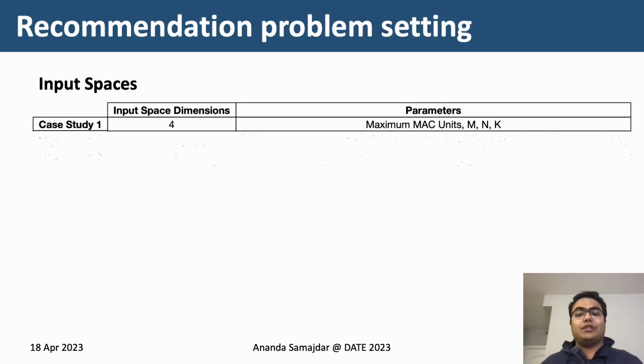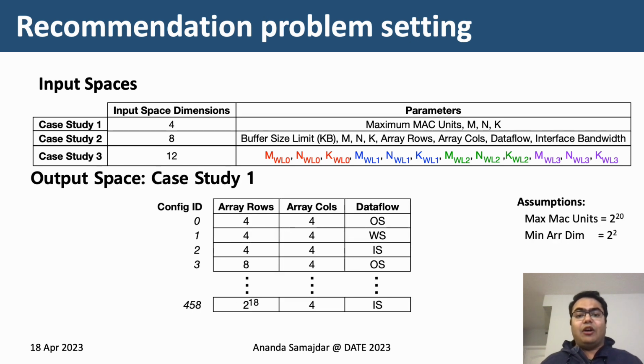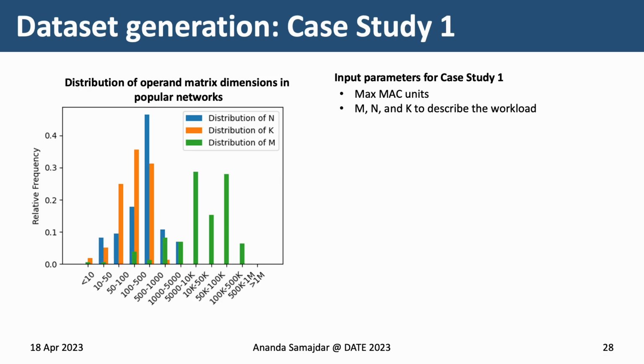This slide shows the input spaces for the case studies. For the first case study, we have 4 features, which are the 3 dimensions of the GEMM matrix and 1 constraint for the MAC units. Similarly, the second case study has 8, and the third case study has 12 dimensions in the input space. The output space is captured as a set of configurations indexed by IDs. The objective of the model is to predict the ID corresponding to the optimal configuration when queried with the workloads and design objectives. We search using simulation to generate the datasets to learn the optimization space.